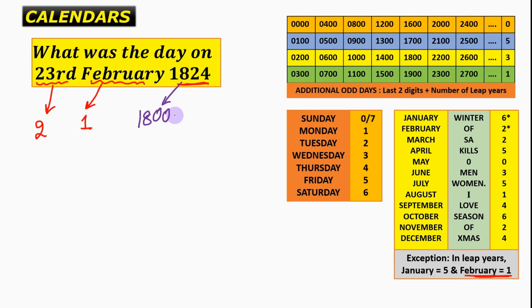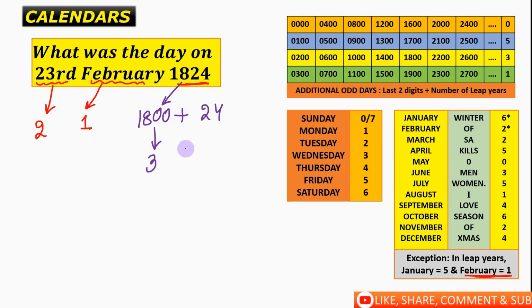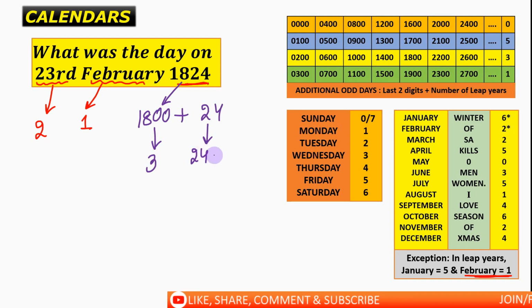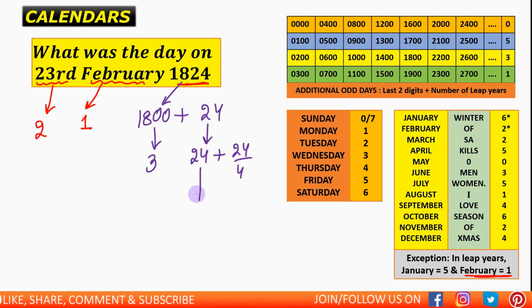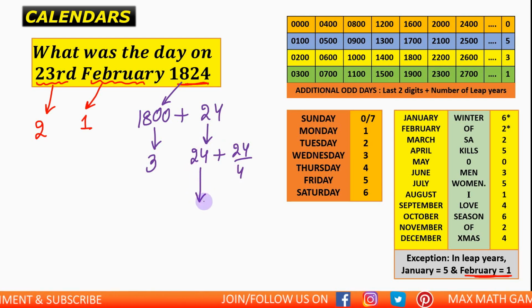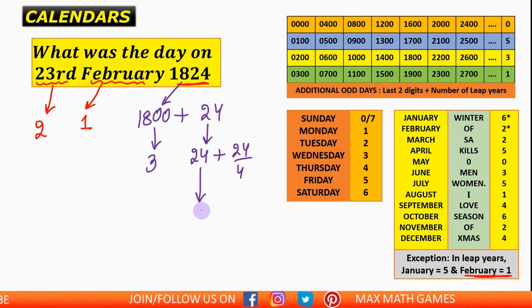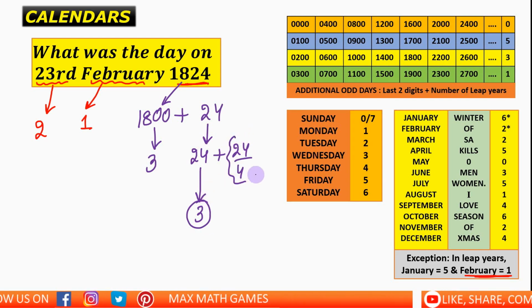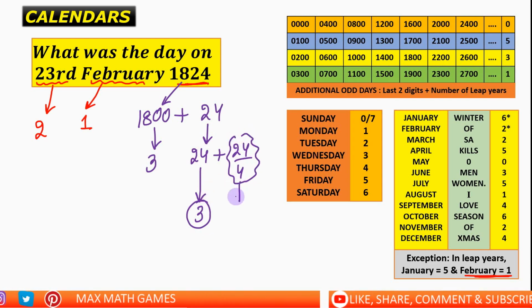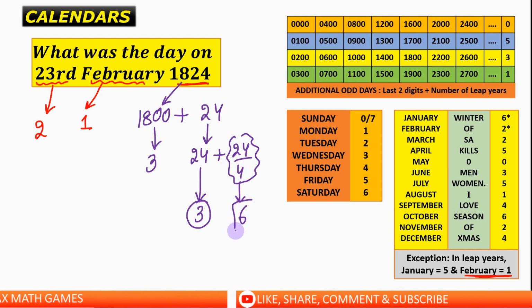Alright. Now moving on, 1824 can be done in a similar manner. So this will be 1800 plus 24. There will be 3 odd days in 1800, and for 24 I am going to write it as 24 plus 24 divided by 4. So when 24 is divided by 7, it leaves a remainder of 3, and 24 by 4 is equal to 6, and when divided by 7 it leaves a remainder of 6.